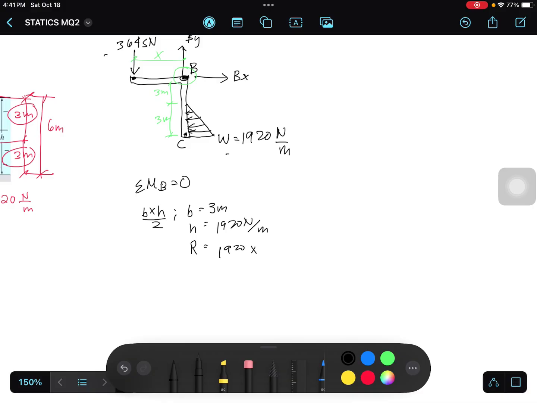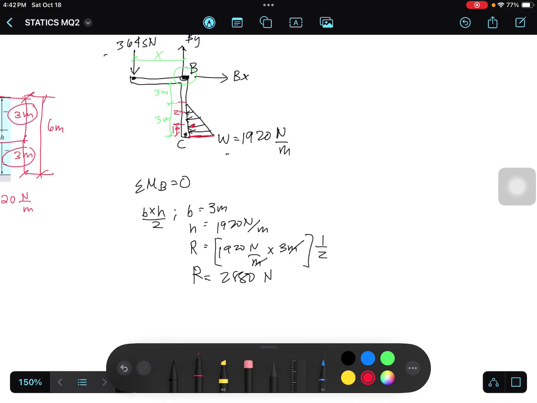It's 1920 times 3. Let me show you the units. Newton per meter times 3 meters. So, nag-cancel na siya. So, since triangle divided by 2, this is equal to 1920 times 3 divided by 2, 2880 Newton. This is the resultant ng triangular load. And nasaan ang pwesto ng triangular load? Diba? Dun sa centroid ng triangle. So, centroid ng triangle natin is 1/3 from the height niyang to. And that is dito, this is 1 meter. So, the remaining ng triangle is 2 meters.